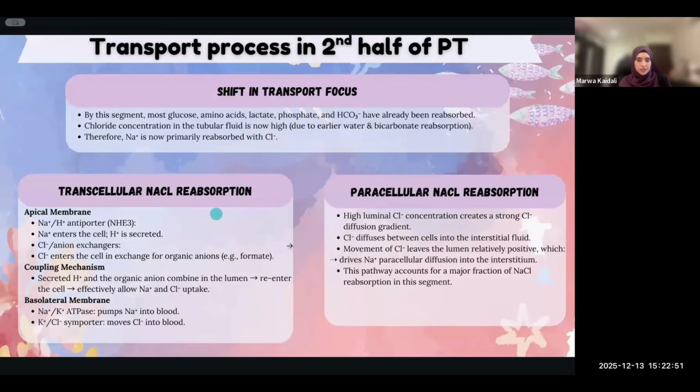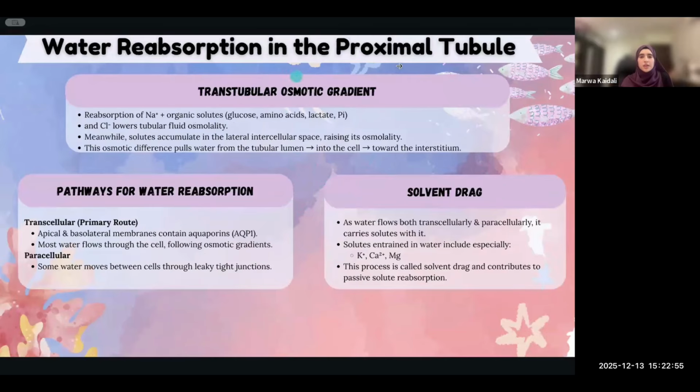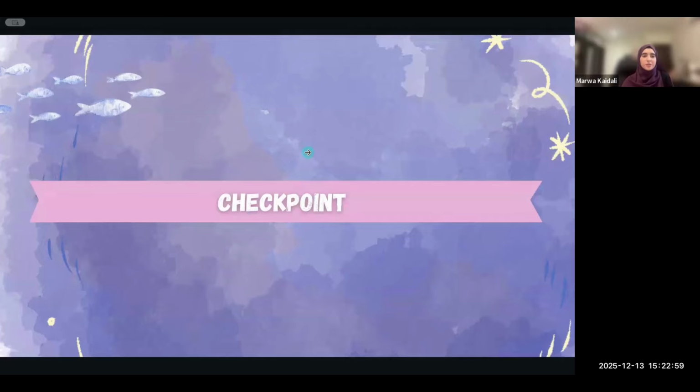Okay, so this is again everything that I said in words for the second half of the proximal tubule, and then we also have the water reabsorption. So this is my first checkpoint. If you guys have any questions, let me know. Otherwise, we'll move on to the next part.